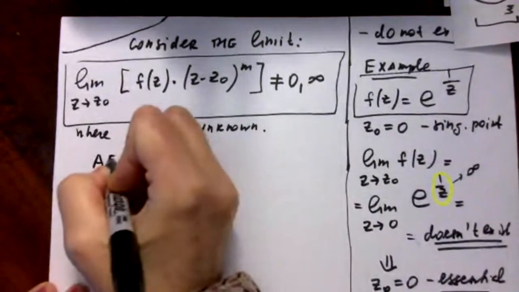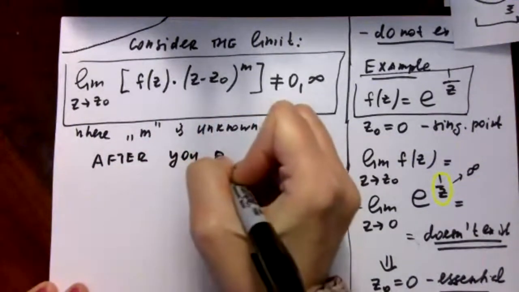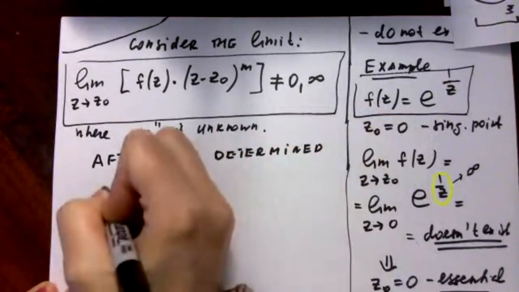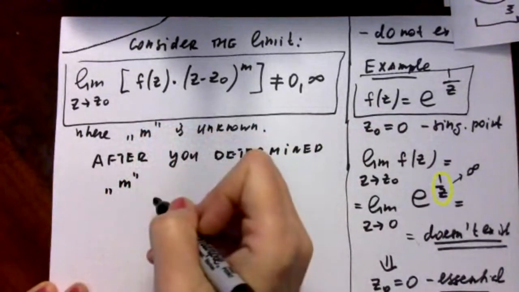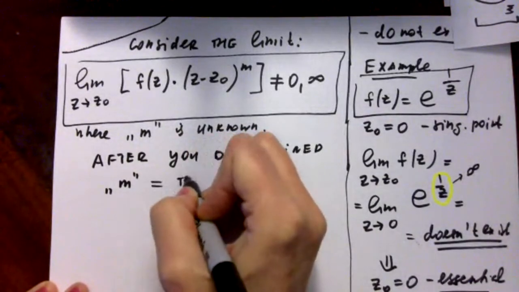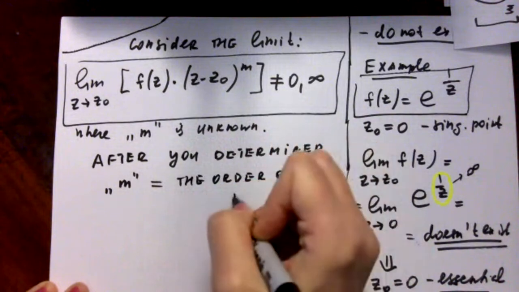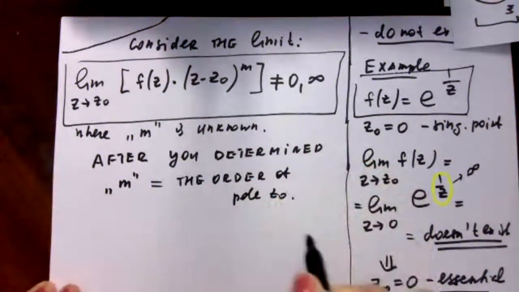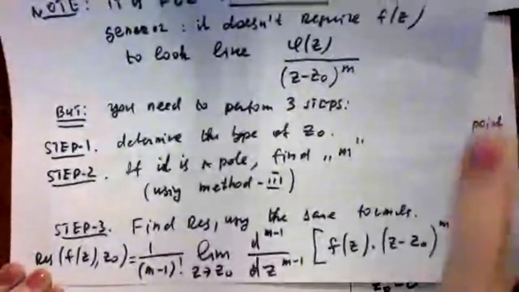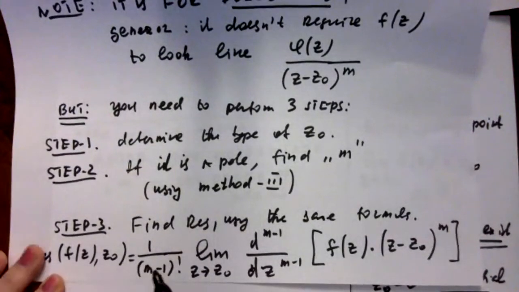So after you determined m, you know that m is the order of pole z0. And after that, you should be able to perform step 3. Step 3 was just very familiar for you. Step 3 consists of applying this formula to calculate residue. That's it.